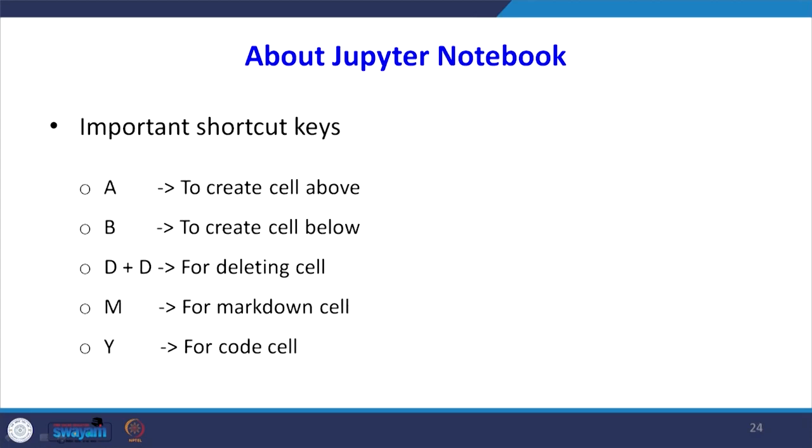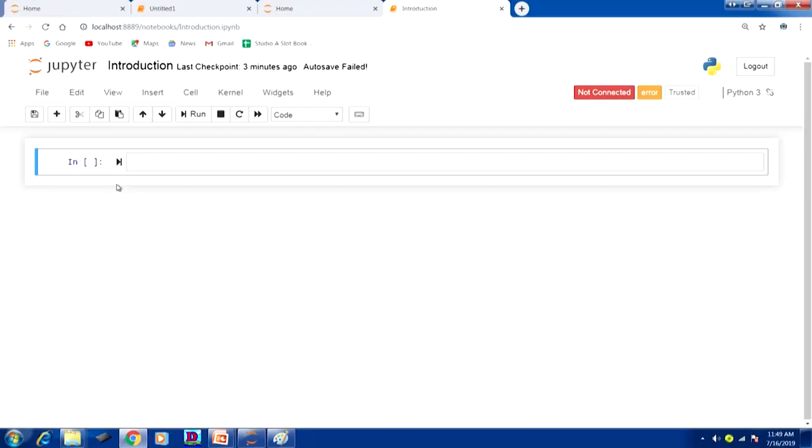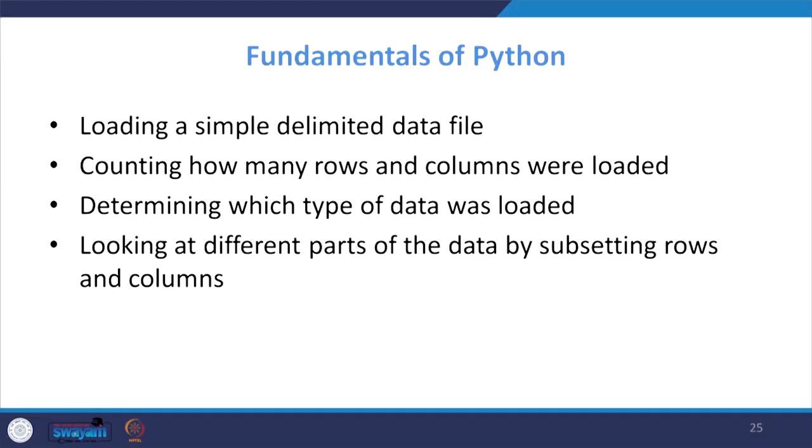Now, the important Jupyter notebook shortcut keys. When you press A, it creates a cell above. When you press B, it creates a cell below. Pressing DD deletes the cell. Pressing M makes it a markdown cell. Pressing Y makes it a code cell. For example, when I enter B, we will go to the next one, fundamentals of Python.